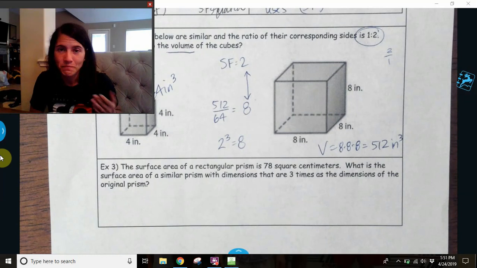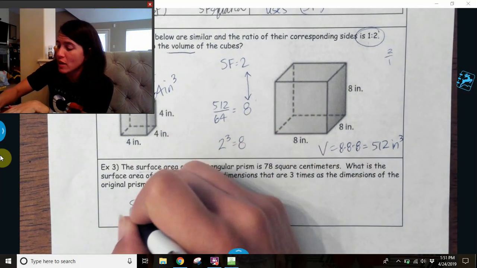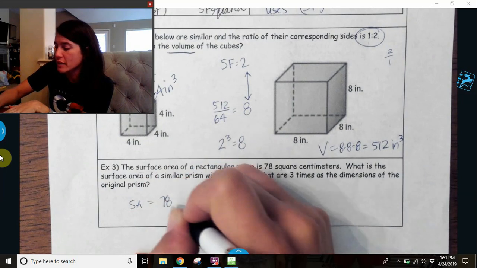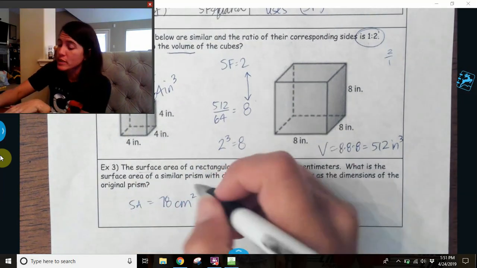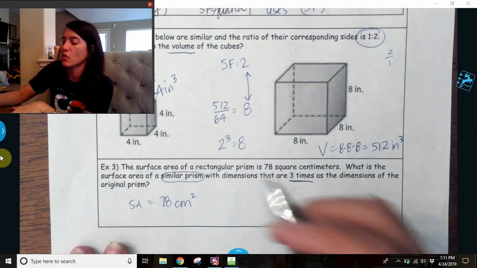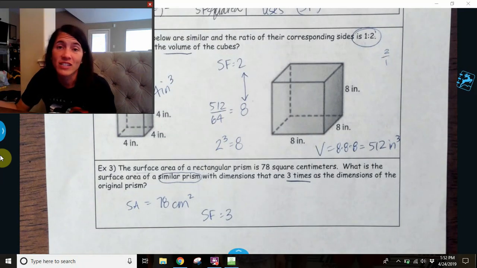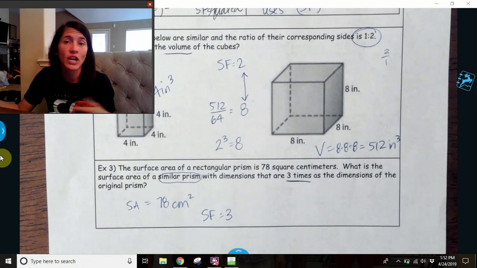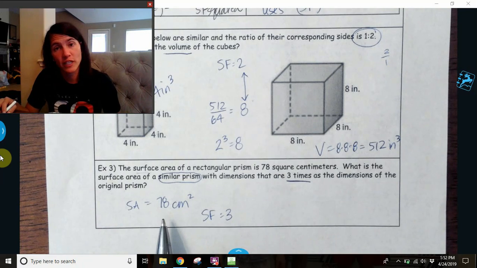All right, example 3. The surface area of a rectangular prism is 78 square centimeters. So we've already been given surface area is 78 square centimeters. What is the surface area of a similar prism with dimensions that are 3 times the dimensions of the original prism? So I know my scale factor is 3. That's all the information they gave us. They didn't tell us what any of the dimensions were. They didn't draw us a picture or give us a shape. All we know is we have 2 similar prisms, and I know that one of them has a surface area of 78 centimeters squared and a scale factor of 3.